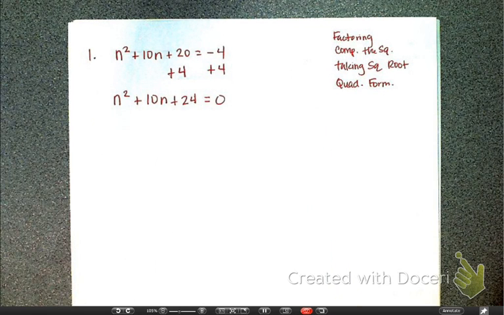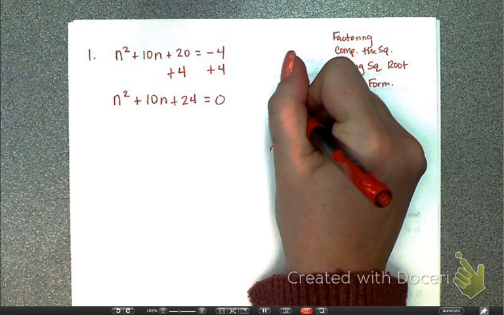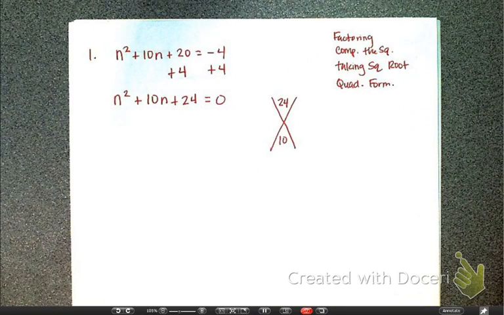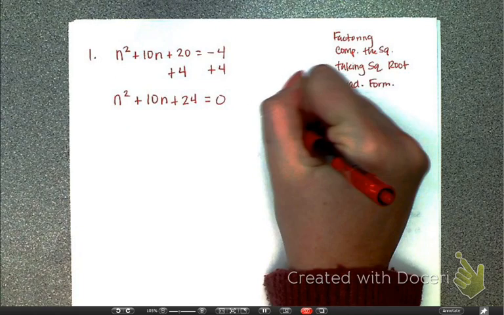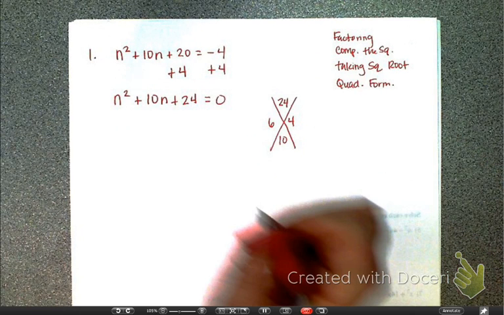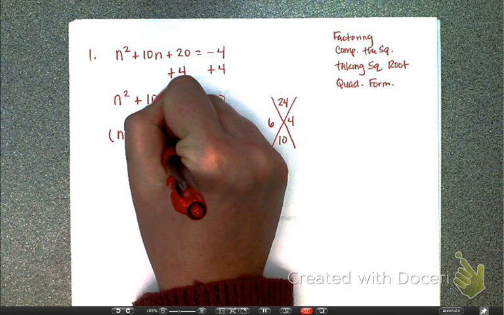Then what? Okay, so you're doing completing the square. That's different. So I can factor this. How would I factor this? What would I use? The x. The x, that's what I was going to say. So on top is 24, on bottom is 10. What two numbers multiply to 24 and add to 10? 6 and 4. Okay, so my factored form is n plus 6 times n plus 4, and that equals 0.